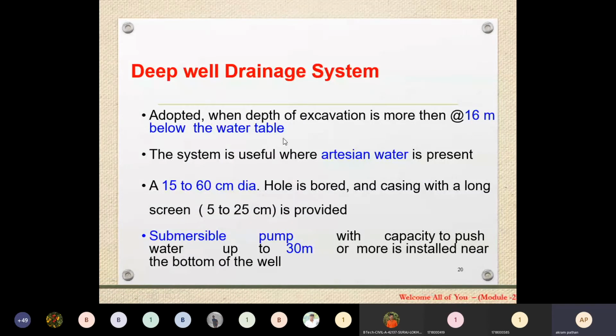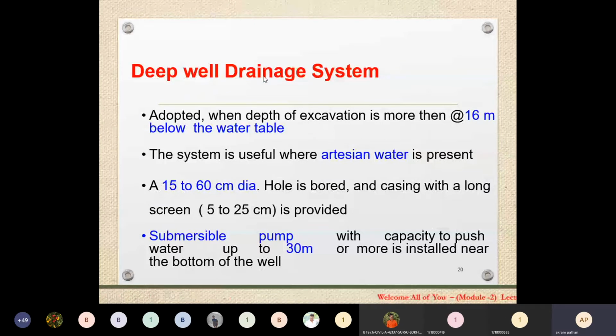Then in today's lecture, we are going to learn the deep well drainage systems. What we have to do generally in case of deep well drainage system, how the dewatering will be done in case of deep well drainage systems. So if you see here, the deep well drainage system is adopted when the depth of excavation is more than 16 meter below the water table.